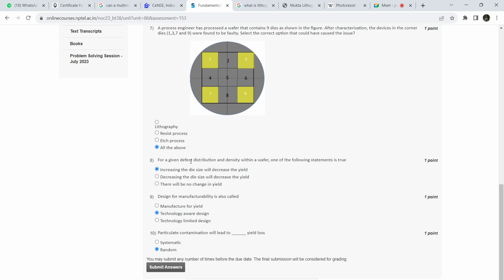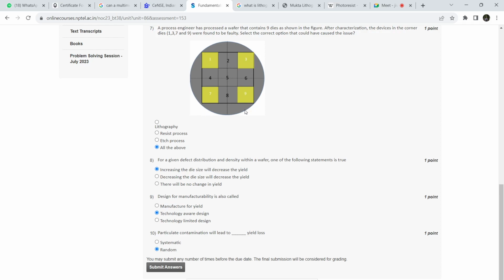They're asking, say we know the defect distribution. Across a wafer there will be some defects here and there, say one defect here, one there. The defect distribution and how dense the defects are, we know, so that remains constant. Now, how will changing the die size change the yield? What do they mean by yield?